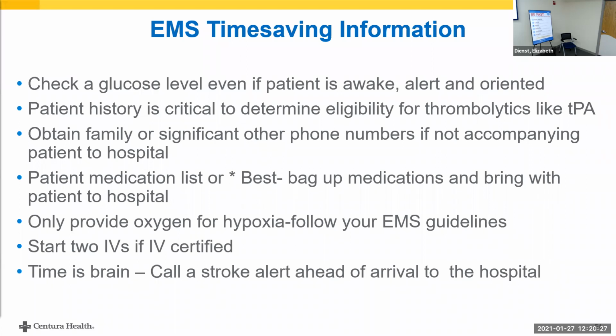Bring a medication list, but what we say is best practice is bag up their medications and bring it to the hospital. Only provide oxygen if they're hypoxic. Follow your guidelines. Your physician advisor will tell you what you should be treating as a hypoxic patient. But remember, the two most important things for the brain are oxygen and glucose. Start IVs if you're IV certified. Remember, time is brain. Call ahead, call ahead, call ahead. Bother us. We love it.